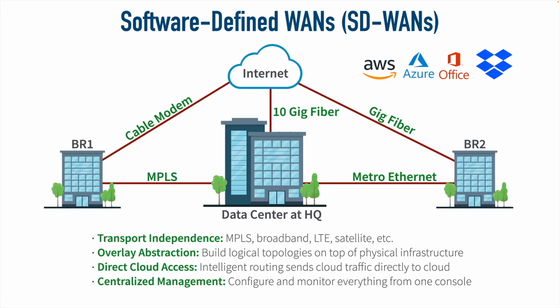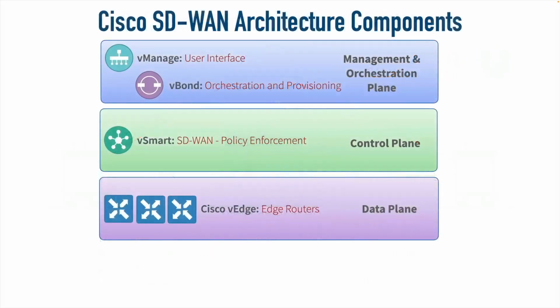And not only does SD-WAN allow us to do that, SD-WAN is smart about where the traffic goes. Cloud-bound traffic can go directly to the cloud. No more backhauling. Plus, you can manage everything from a centralized console rather than having to log into each router and configure it individually. Now, let's look at some of the components that make up Cisco's SD-WAN solution, and these are definitely terms I want you to remember.